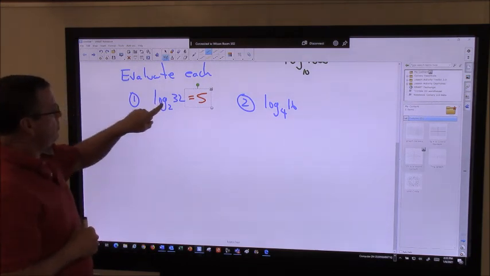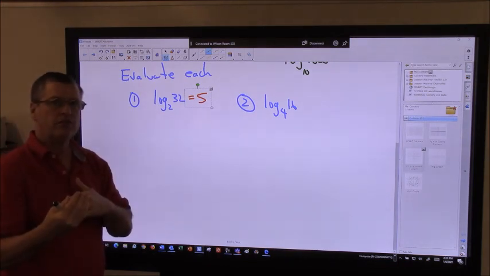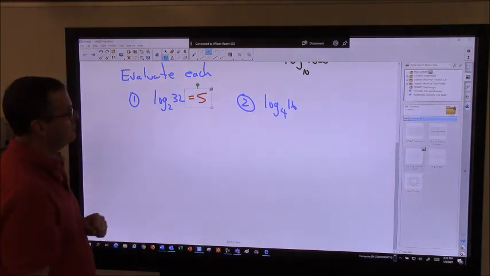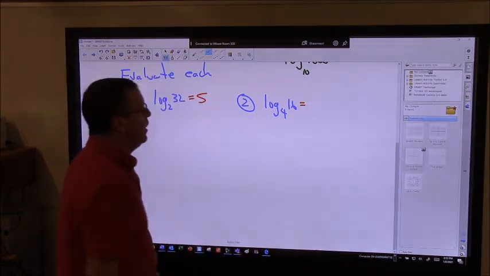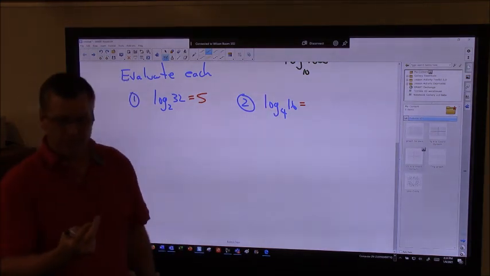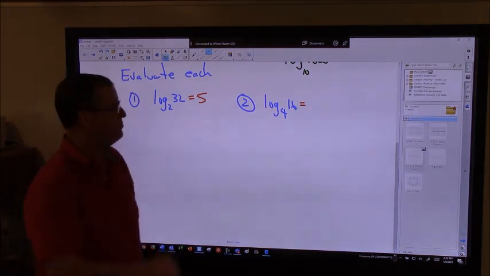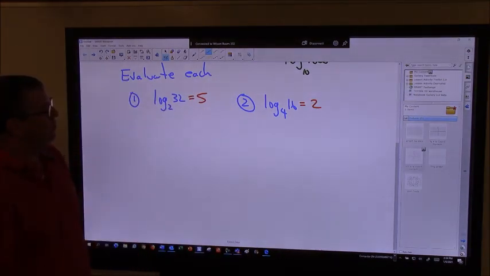Now, all I'm doing is trying to evaluate an expression of logs. I'm not really trying to convert it to a different form. So my answer is 5. Over here, 4 raised to what power equals 16? Well, 4 times 4, that's 16, that's 2. There's my exponent, right? So logs are equal to exponents.